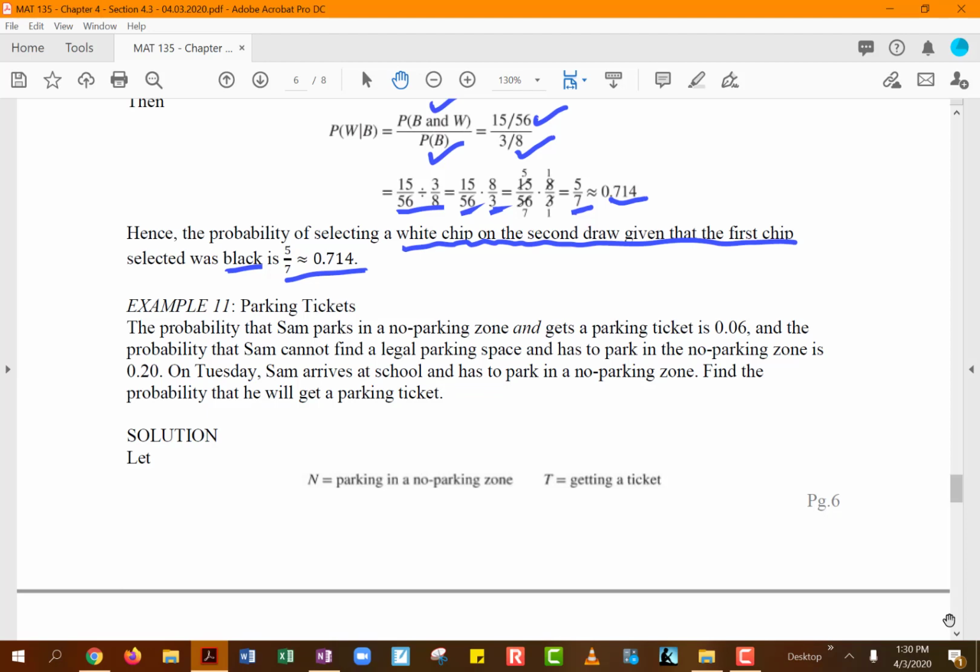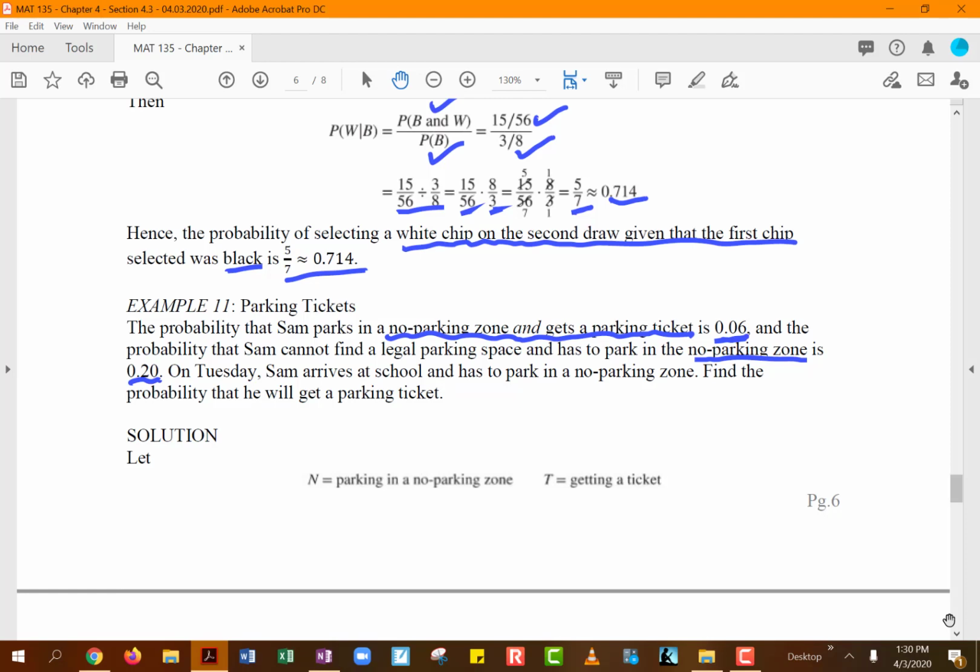Okay, so the probability that Sam parks in a no parking zone and gets a parking ticket is 0.06, right? So this is that intersection part between your two circles. And the probability that Sam cannot find a legal parking space and has to park in a no parking zone is 0.20. Okay, so they're saying on Tuesday, Sam arrives at school and has to park in a no parking zone. What's the probability that he will get a parking ticket?